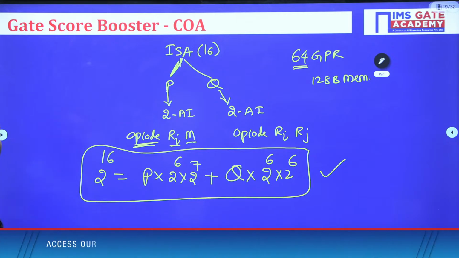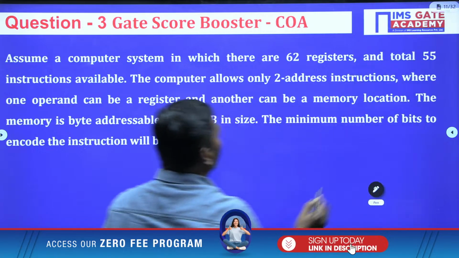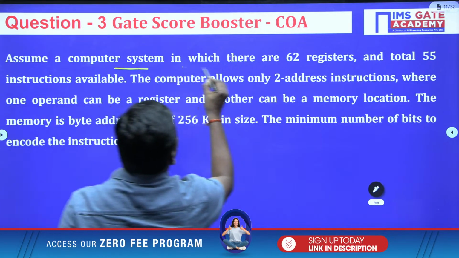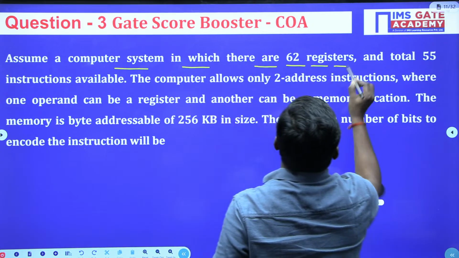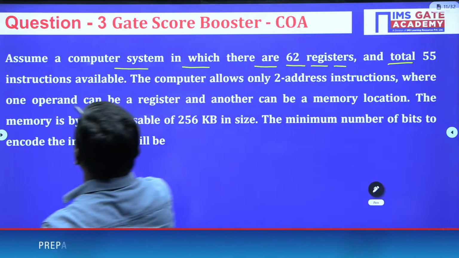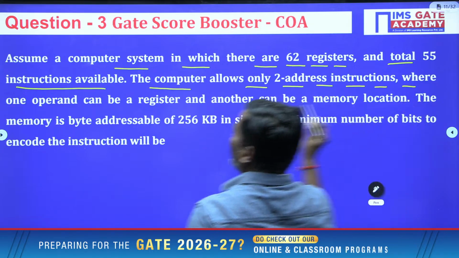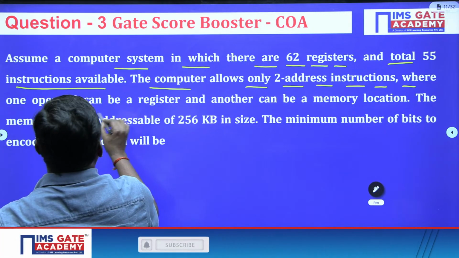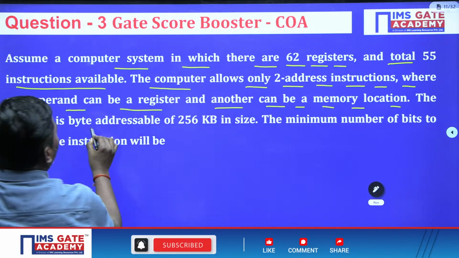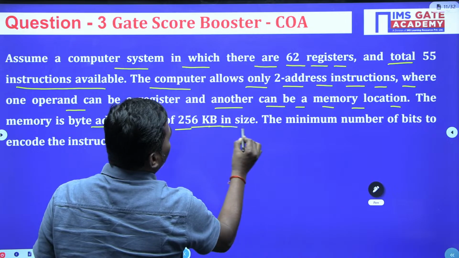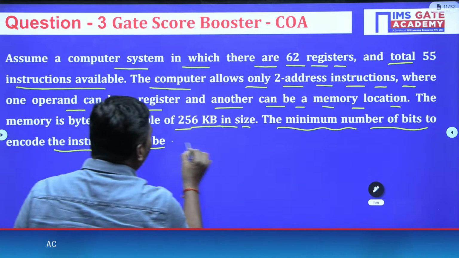We'll try another question. Let me take another question now, similar to this one. Assume a computer system in which there are 62 registers and a total of 55 instructions are available. A computer allows only 2 address instructions where one operand can be a register and the other can be a memory location. The memory is byte addressable and 256 kilobytes in size. The minimum number of bits to encode this instruction will be dash.